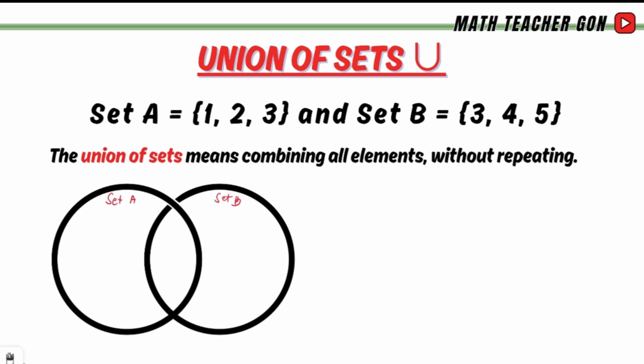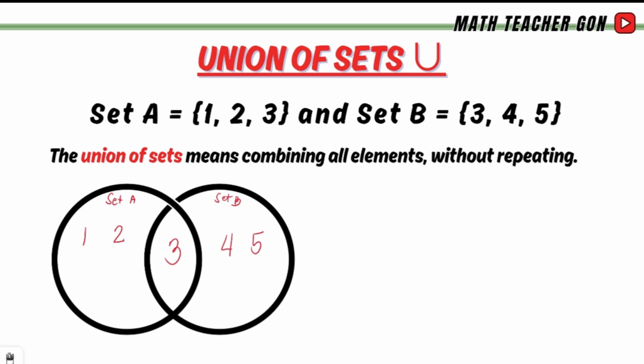All the elements that do not belong to set B will be placed here. So you have 1, 2. And then all the elements that do not belong on set A should be placed in this area. So you have 4 and 5. And all the elements that belong to A and B should be placed in the middle area. So that is 3.